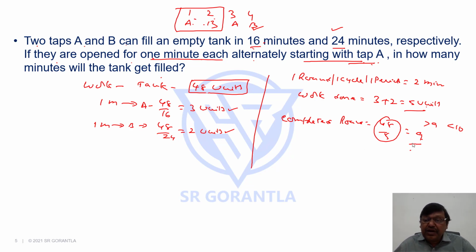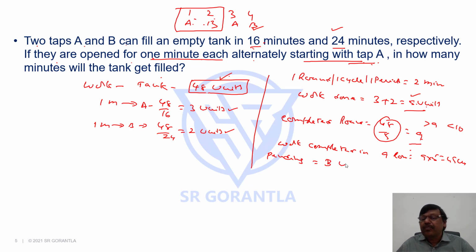In these 9 completed rounds, how much work is completed? Work completed in 9 rounds is 9 into 5, one round 5 units, 9 into 5, 45 units. So total work is 48 units, means now pending work is 48 minus 45, 3 units. And who will take up this pending work? It is started by tap A.